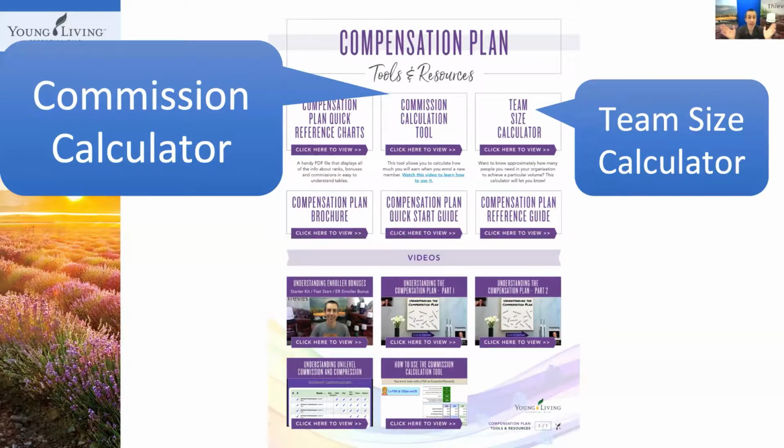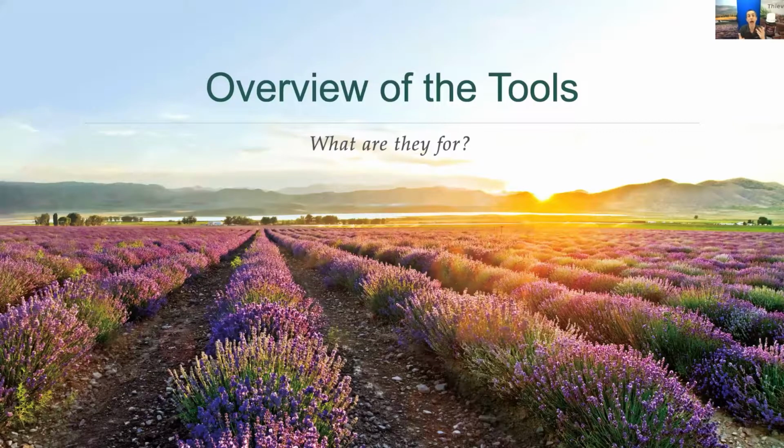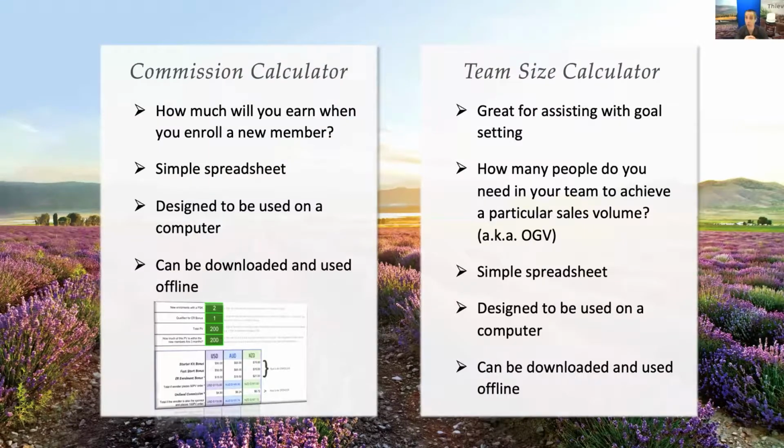All right, so let's have an overview of these two tools. What are these two tools for? Let's have a look at them side by side. The first one is the commission calculator. What's that all about? Well, it's there to help you to better understand how much you're going to earn when you enroll a new member, or 2 or 3.